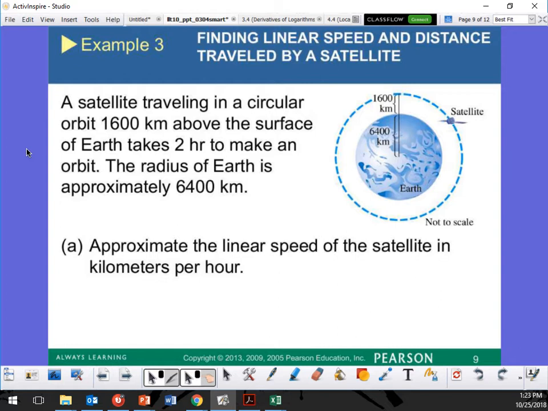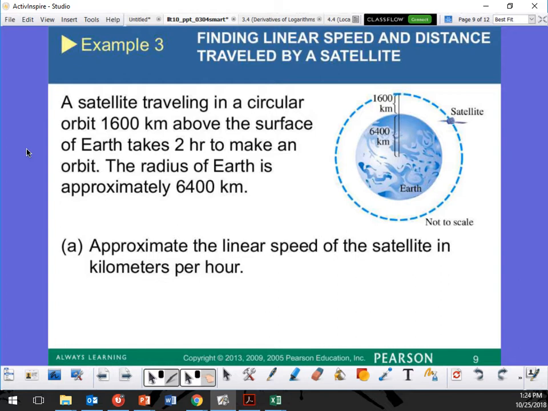Okay, so the radius of the Earth is 6,400. Remember when I say that's going to be standard? It's an approximation of the radius of the Earth. It's always going to be that. Okay, so approximate linear speed. I can go back and find linear speed. I'm going to have a couple things for that. So right here, linear speed of the satellite in kilometers per hour.